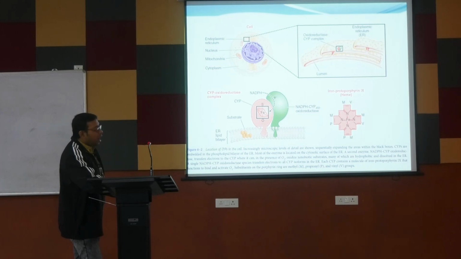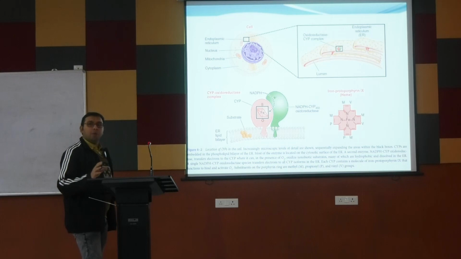So there is one iron, there are 4 nitrogens, and then there are different types of side chains. You can see M is the methyl side chain, V is the vinyl side chain, and P is the propionyl side chain. So this is basically the structure of the iron protoporphyrin complex, or heme complex.